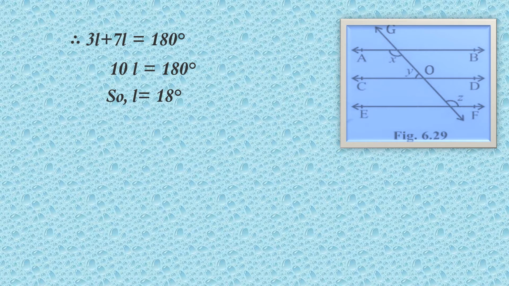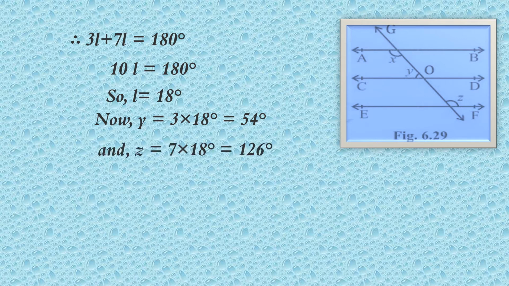Now we can write the values of y and z. y is equal to 3 into L, that is equal to 3 into 18, that is equal to 54 degrees. And z is equal to 7 into 18, that is equal to 126 degrees.